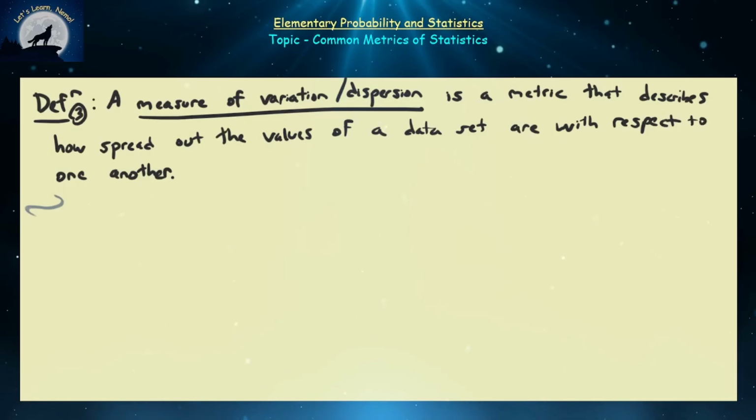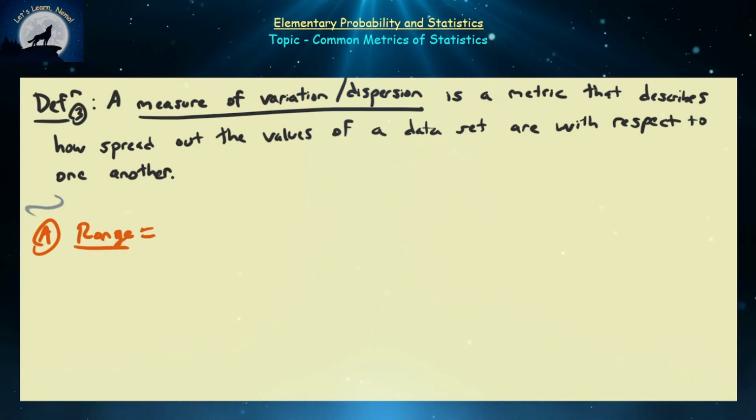The third class of metrics that we're talking about today is known as the class of measures of variation. Some people also call them the measures of dispersion. So what these metrics describe is how spread out the values of a data set are with respect to one another. So let's start with the first one. The first measure of dispersion that we're going to discuss is referred to as the range.